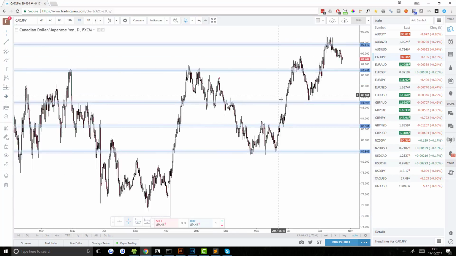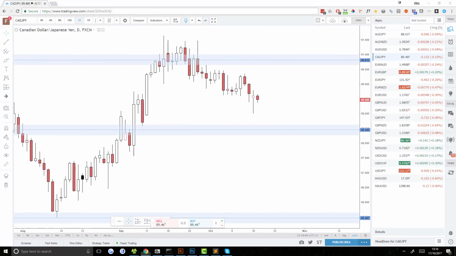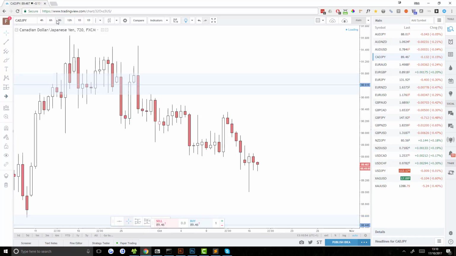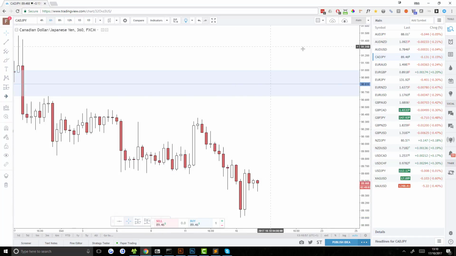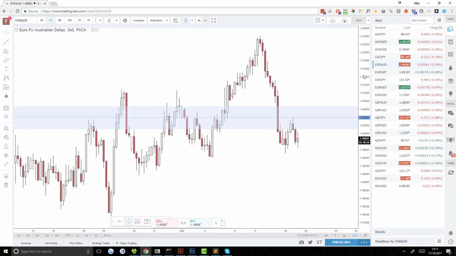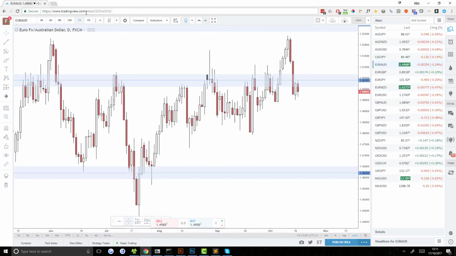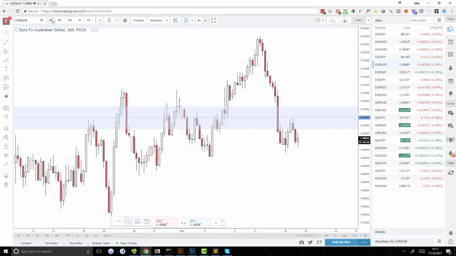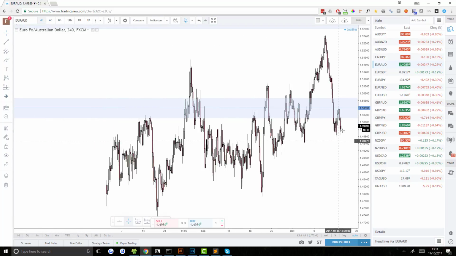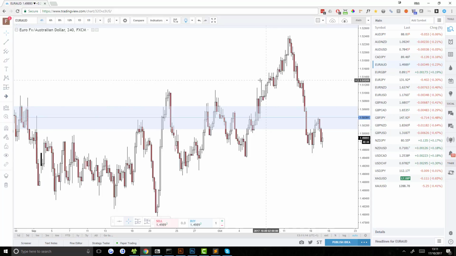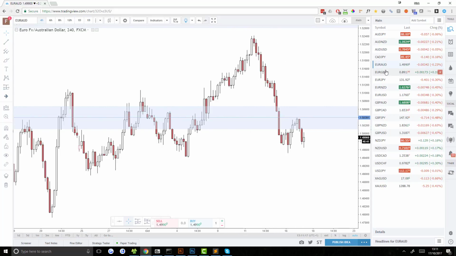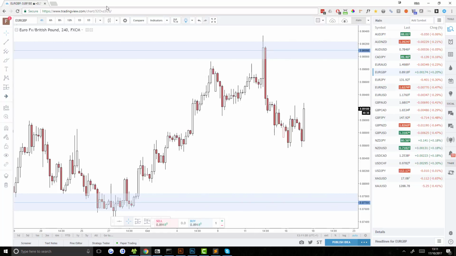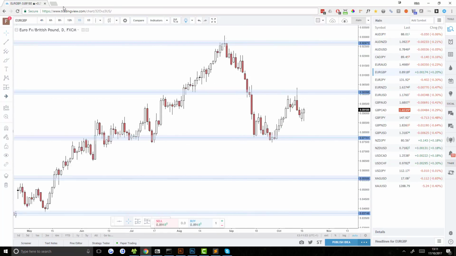All right, let's take a quick look at CADJPY. CADJPY is sitting in between two support resistance areas. So it's sitting here, we've got support there, resistance there. That generally means there are no setups that I would want to trade. Euro AUD, potential continuation, but it's not really continuing from much. I don't really see any safe setups here. Euro GBP, again in between support resistance, so it's in between the two areas, so no setups there.